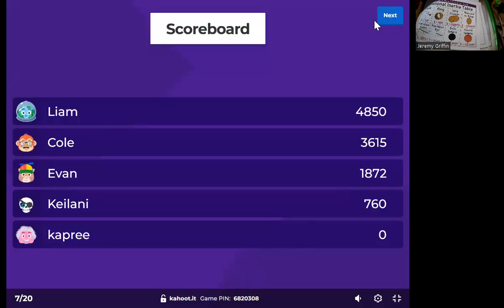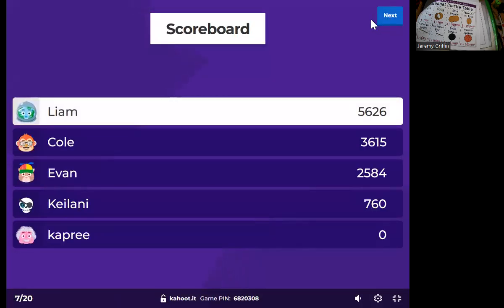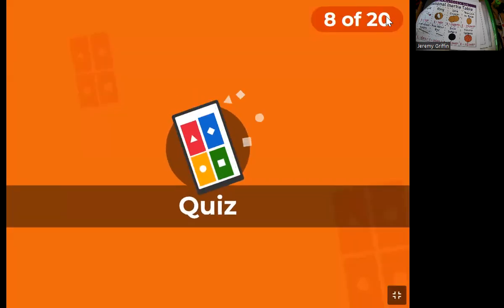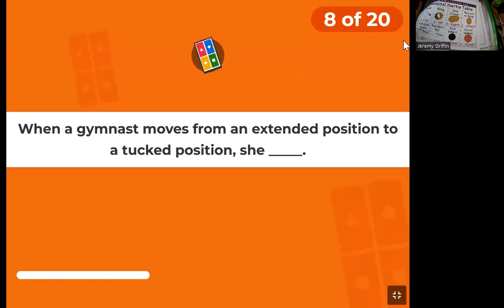All right, got Liam, Cole, Evan, Kaylani. What's the point? A gymnast moves from an extended position to a tuck position.